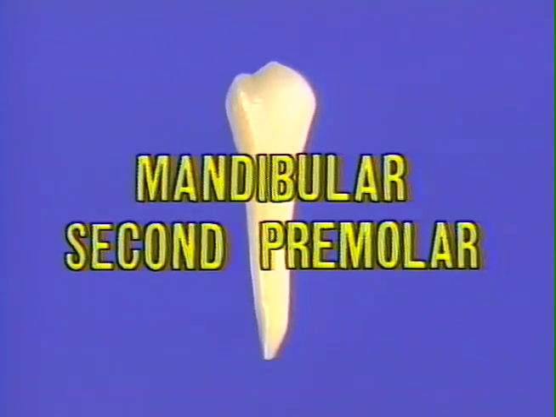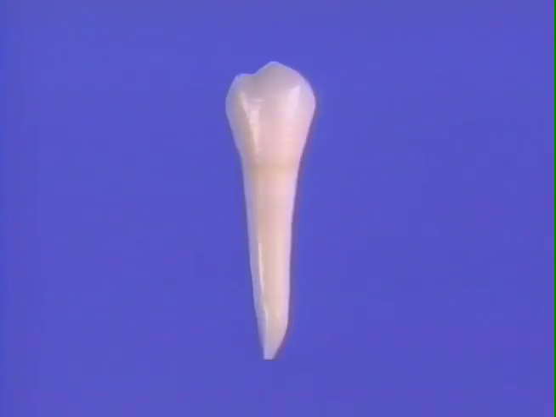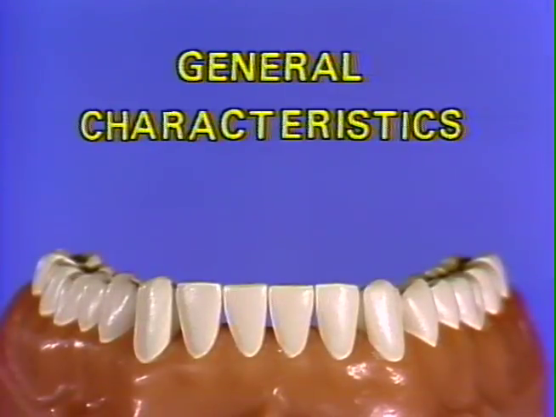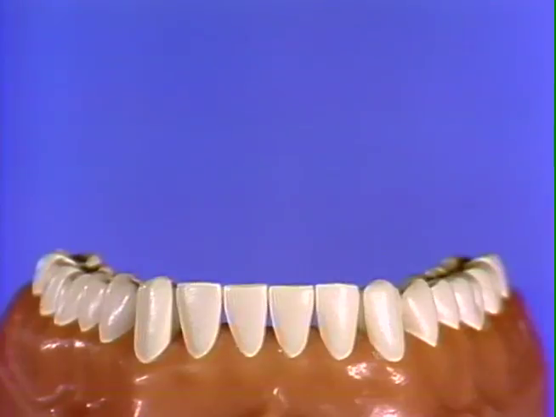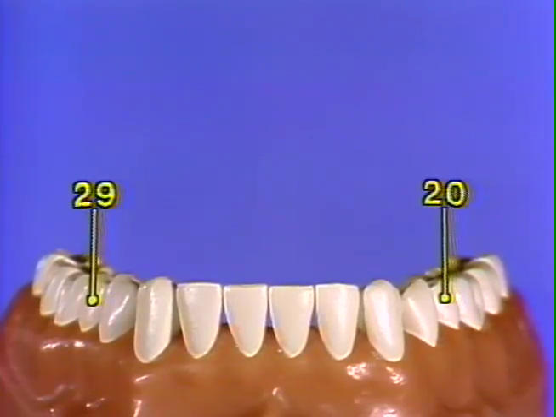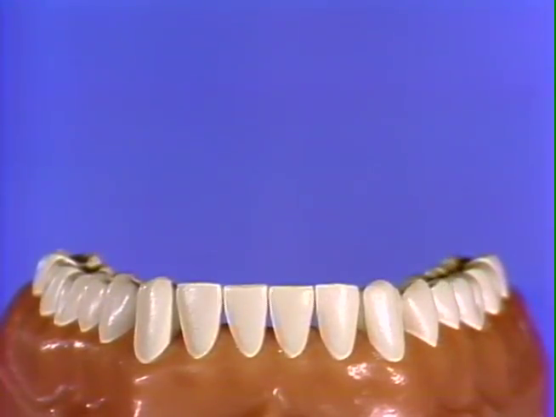Mandibular second premolar. General characteristics. The mandibular second premolars are the fifth teeth from the midline contacting the mandibular first premolar mesially and the mandibular first molar distally. They are identified according to the universal numbering system as teeth number 20 and number 29 and replace the deciduous mandibular second molar in the eruption process.